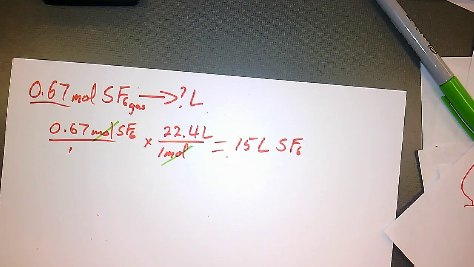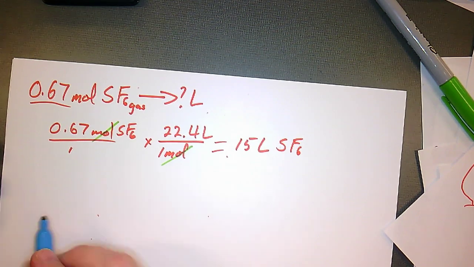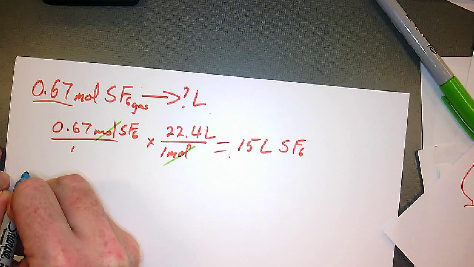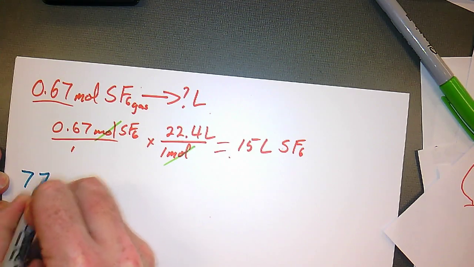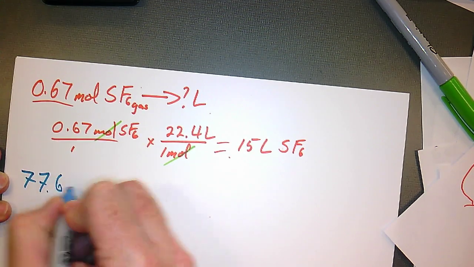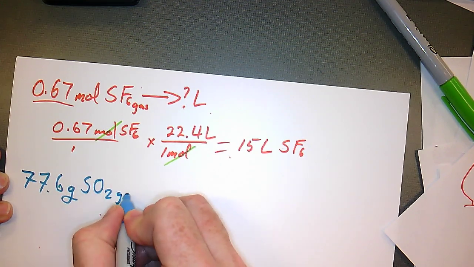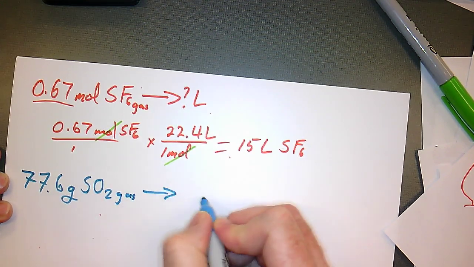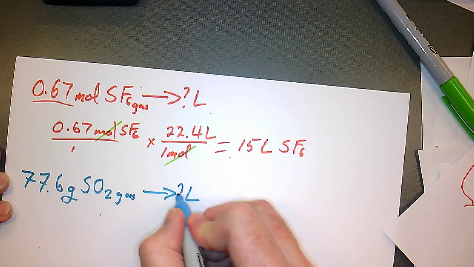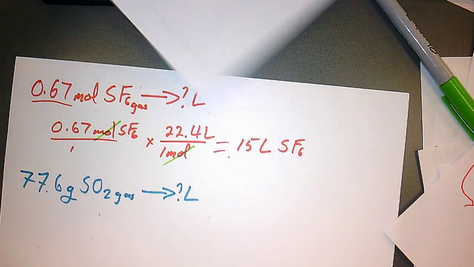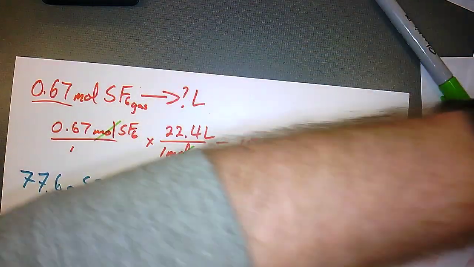But we are going to do a two-step problem, okay? So this next one, I'm going to use a different color so we don't get them confused. We're going to say we have 77.6 grams of SO2 gas, and we want to get it to liters. So how many liters would that be? Okay. Looking up, that's not my conversion. Where's the one I just wrote out? That was the one from previous hours.